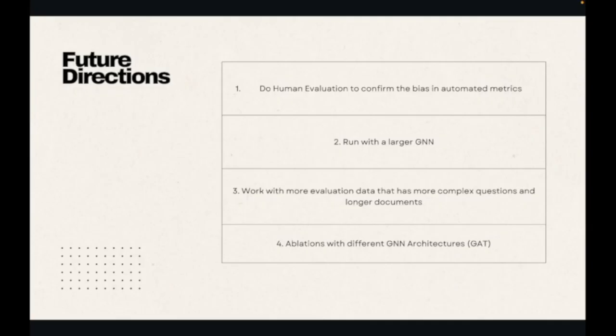Third, we need to stress test the system with better data. We aim to work with evaluation datasets that feature longer documents and more complex multi-hop questions. This is where a graph-based approach would theoretically shine over linear chunking. Finally, we intend to move beyond our current architecture and perform ablations with graph attention networks, or GATs.